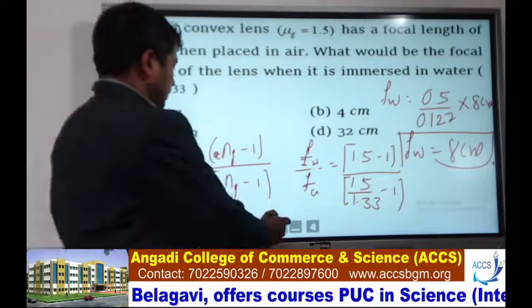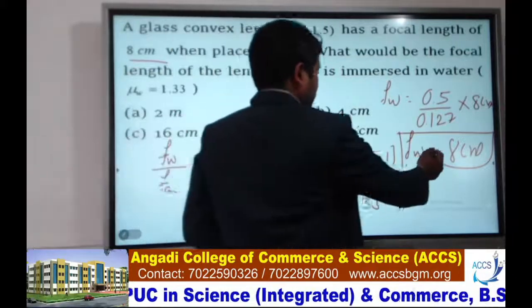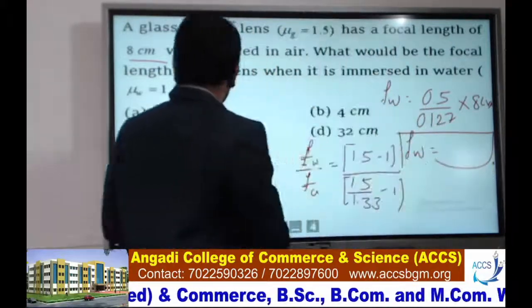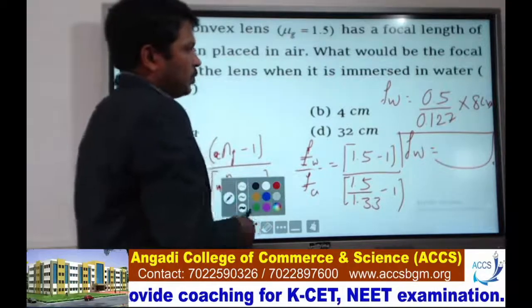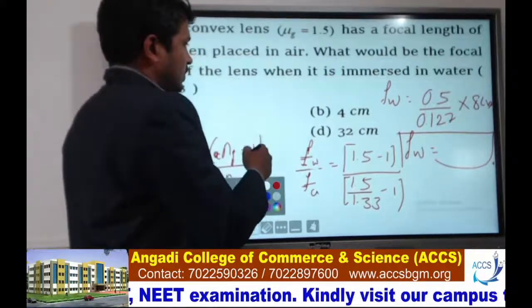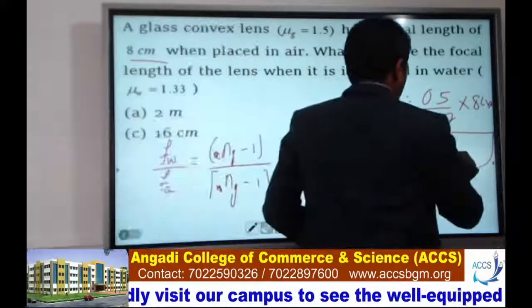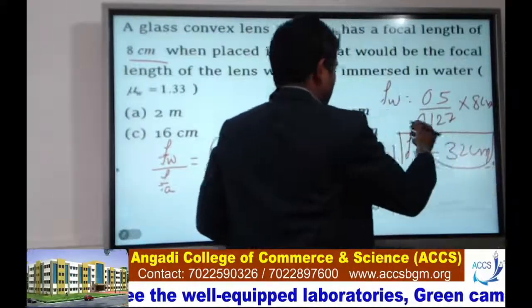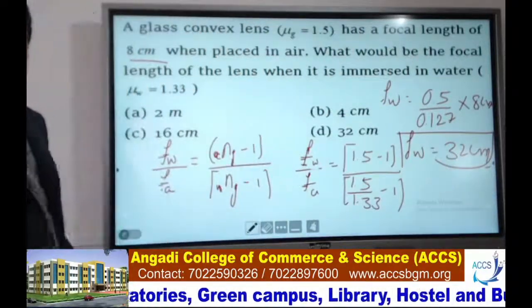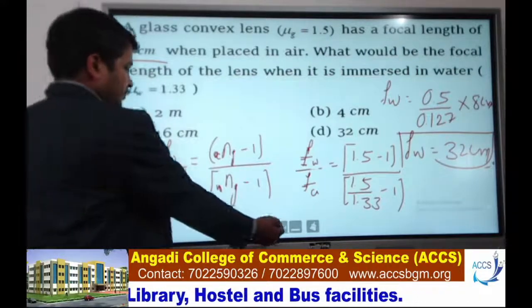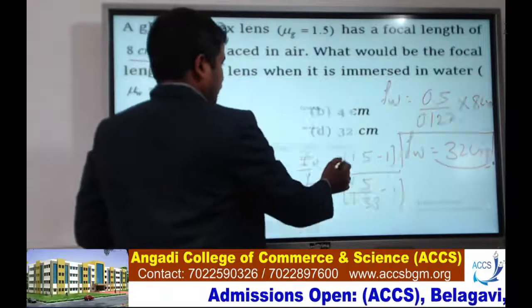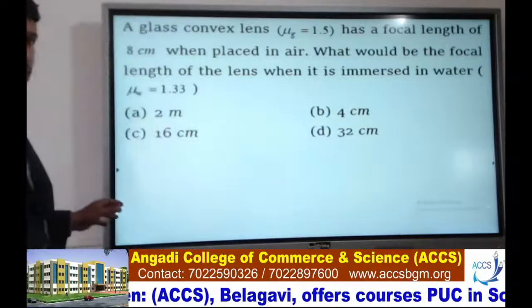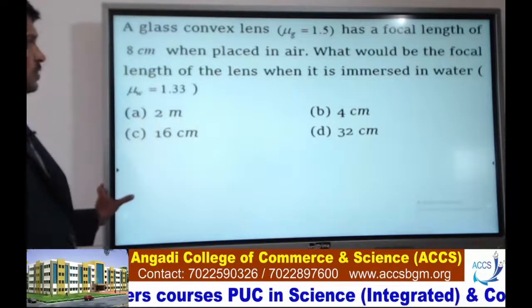No, not 8 cm. Simplify. 0.5 is 1 by 2, 4 again 6. Okay, option D is correct. I hope you cleared this one.